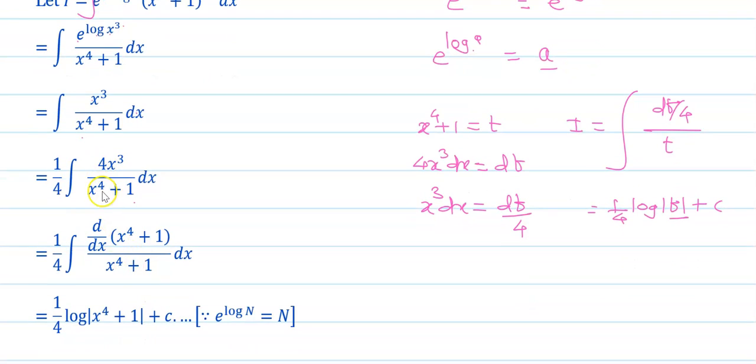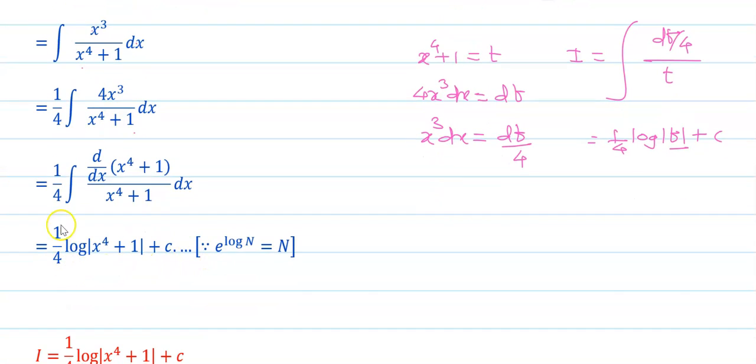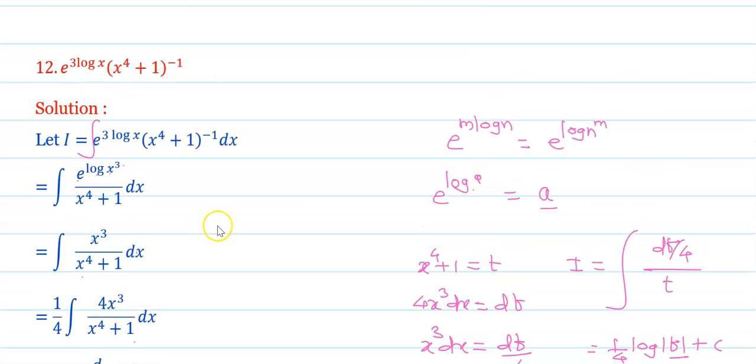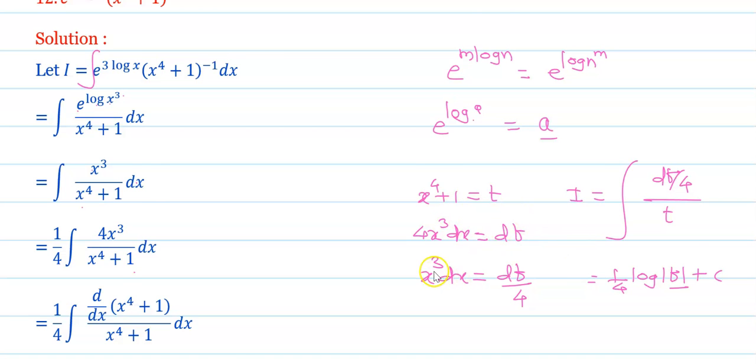Okay, we adjusted 1 by 4 here, and that 4x cube is nothing but the derivative of the denominator, which is x raised to 4 plus 1, upon x raised to 4 plus 1 into dx, and hence the answer is 1 by 4 log of mod of x raised to 4 plus 1 plus c. Okay, now this is the answer. You can see here, you can solve it like this also.